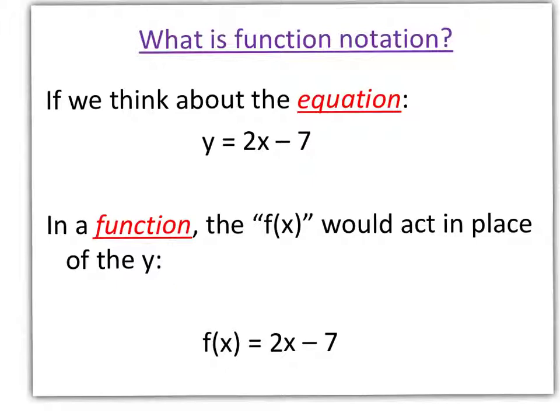So before we can actually discuss an example, let's just talk about what function notation is. If we think about the equation y equals 2x minus 7, in a function, this notation, the way that we read this is we say f of x. Let me write that down so we can see it. F of x, that's how we say it. And that notation, f of x, acts in place of the y. So up here we had y equals. Down here in function notation, f of x replaces what was the y up above. That's the only difference in terms of the way the equation looks.